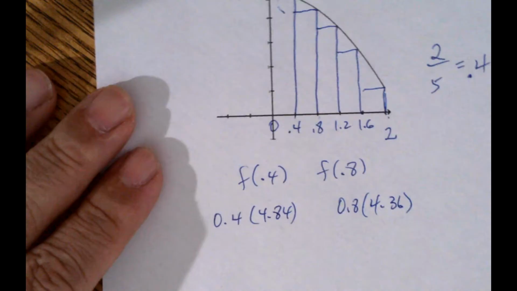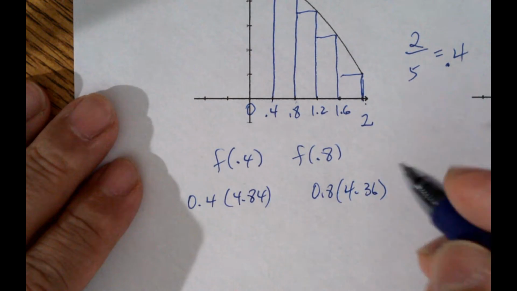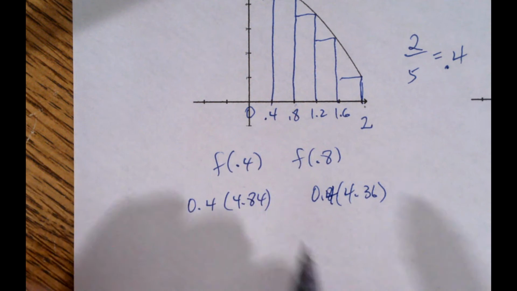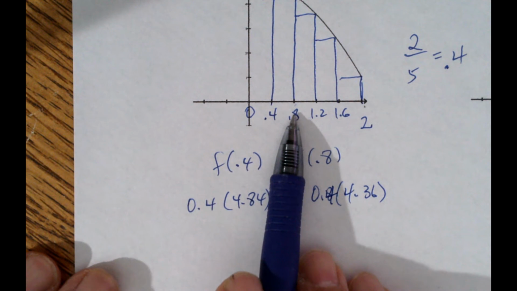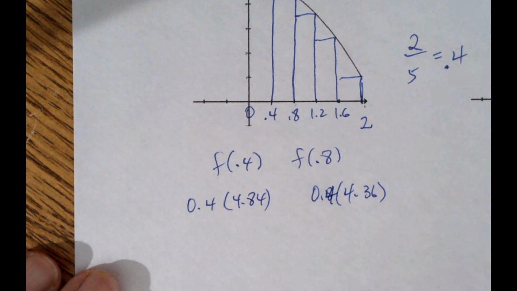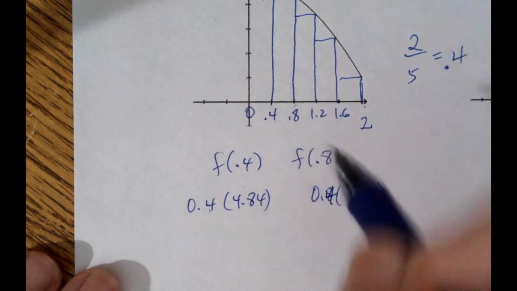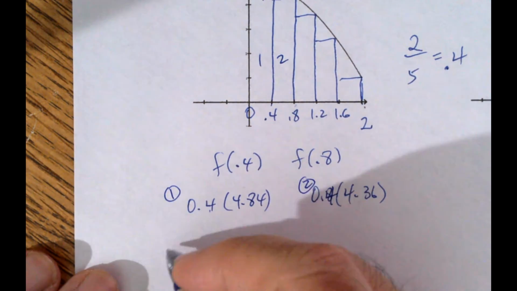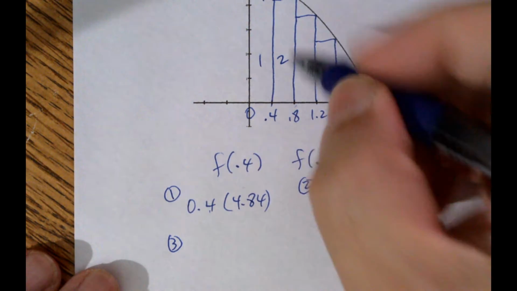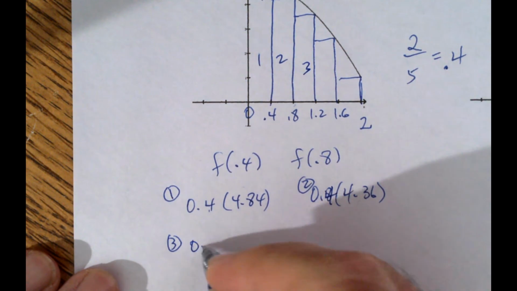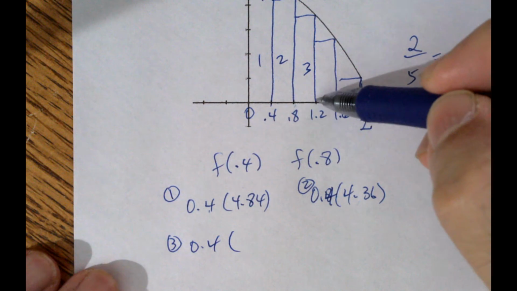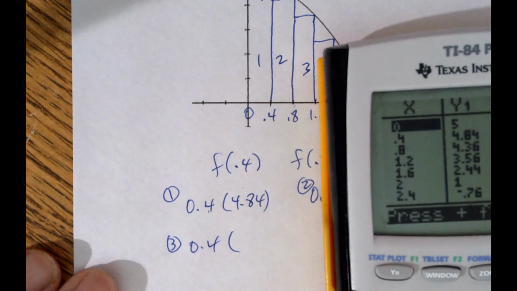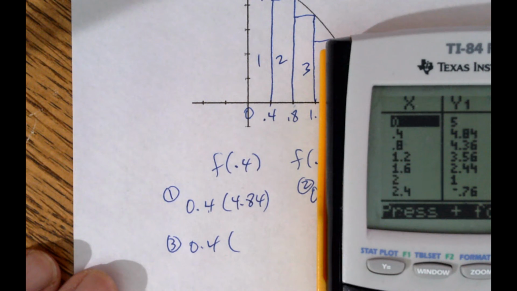0.4 times 4.36. Whoop, it's not 0.8, it's 0.4, sorry. The 0.8 is the number I'm plugging in, but the width of the rectangle is only 0.4. So this is number 1, this is number 2. Let's do number 3. Number 3 is this one. The width is 0.4. And the height is when I plug in 1.2. When I plug in 1.2, I get 3.56.